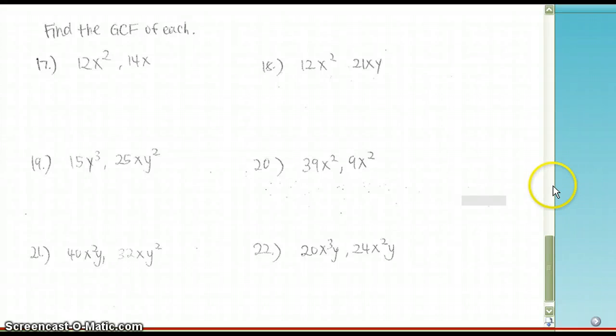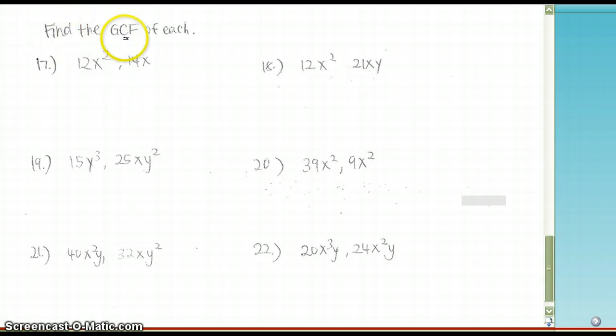Okay, we are on the back side of the greatest common factor and lowest common multiple worksheet that was handed out in class. It starts with question 17 that I'm going to explain as many as I can. And feel free to pause or fast forward any parts of the video that you may need help with.